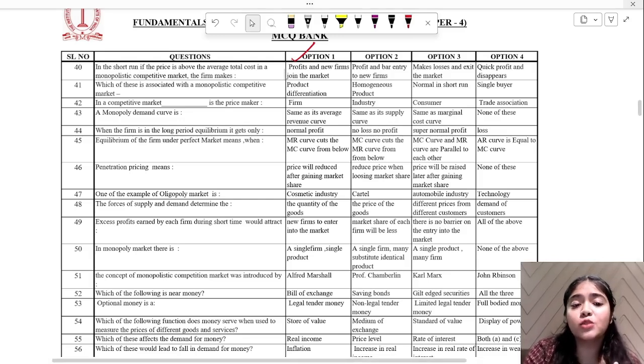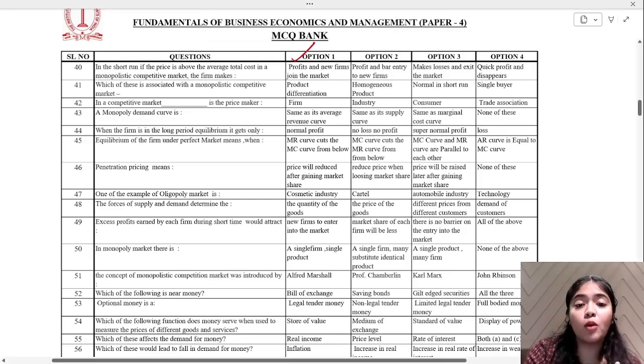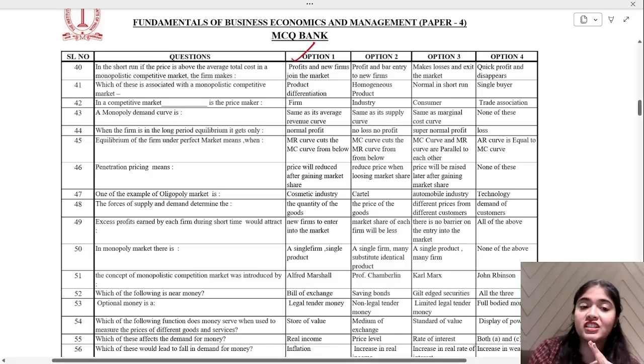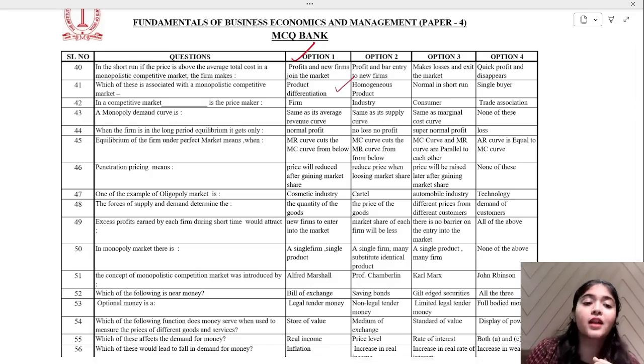Which of these is associated with a monopolistic competitive market? Product differentiation, homogeneous products, normal profit in the short run, or single buyer? Correct, product differentiation. Okay. In a competitive market, dash is the price maker: firm, industry, consumer, or trader. Tell me. In a competitive market, your industry will be controlling. They are the price makers.